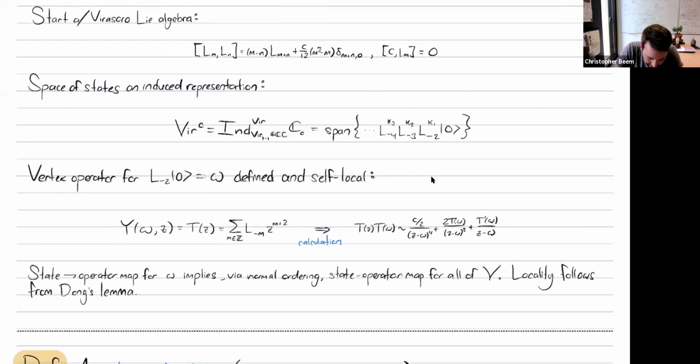And you define a field associated to it. So the map Y on it is equal to this standard thing that you know from 2D CFT or string theory. It's this linear combination of the L_m with powers of z. And a direct calculation then shows that that stress tensor is self-local, and its OPE, the singular terms in the OPE, are exactly the ones that we are used to from the Virasoro algebra, or from the OPE of the holomorphic stress tensor in 2D CFT.